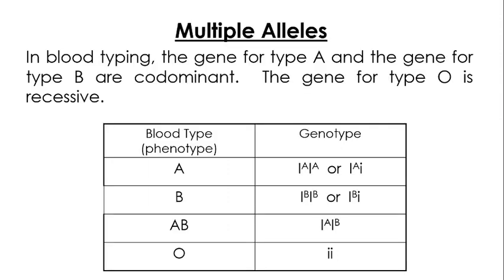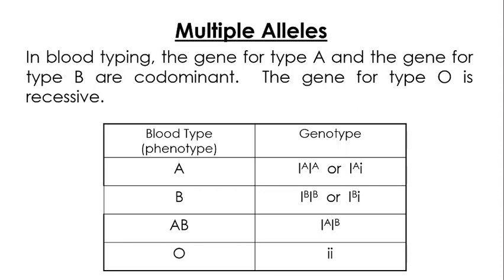Now, although individual humans can only have two alleles for a given gene, multiple alleles may exist at the population level. And different individuals in the population may have different pairs of these alleles. That is what multiple alleles means. One very good example of multiple alleles is our blood type. In blood typing, the gene for type A and the gene for type B are co-dominant. The gene for type O is recessive. If you will notice, there are three alleles present here. So, multiple alleles, right? Three alleles are present for one gene.